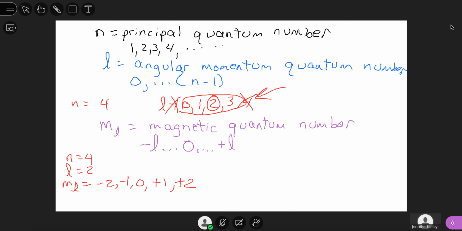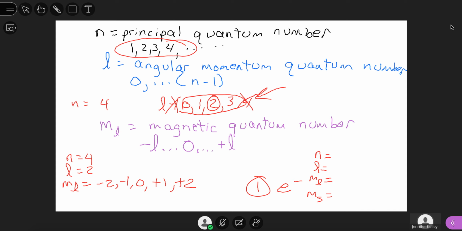So I'll give you some examples there in just a second. When I say that N could be any of these numbers, when I'm talking about one particular electron and I'm trying to give its address, it only has one N level, one L level, one ML level, and one MS level. And MS is the magnetic spin.